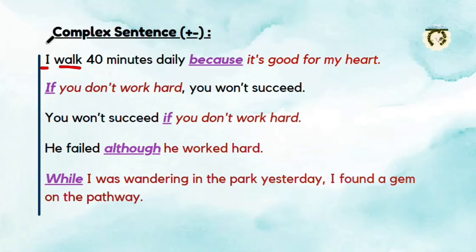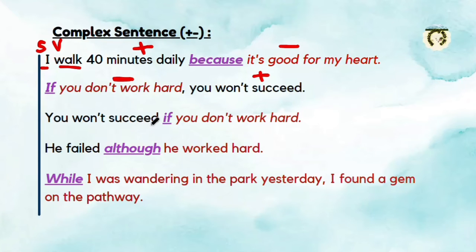I walk, subject and verb. I walk 40 minutes daily. It is giving a complete sense. It's an independent clause. Because it's good for my heart. Beginning with because, this is a dependent clause. If you don't work hard, the same thing, you won't succeed. If you don't work hard, dependent, you won't succeed, independent.